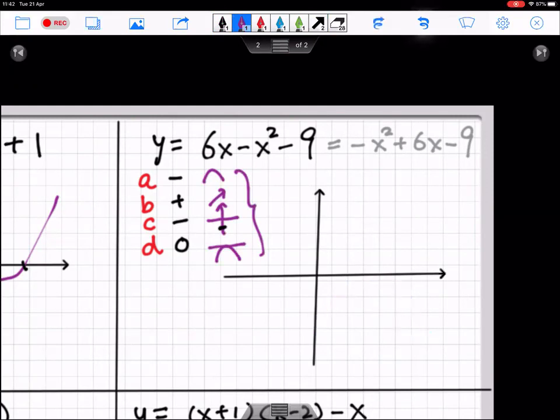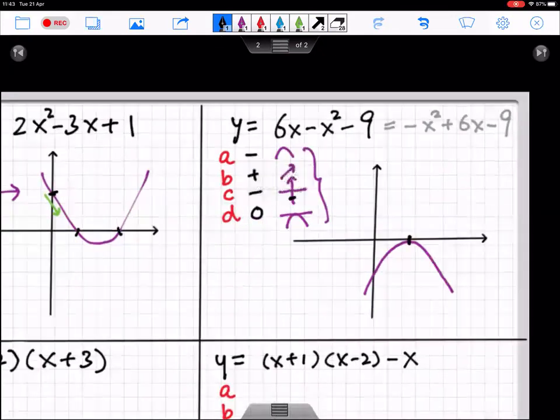Let me try that again. All right, much better now, huh? Okay. Right? So this is the one parabola that fits all 4 requirements. Am I right? All right, so let's finish the others.